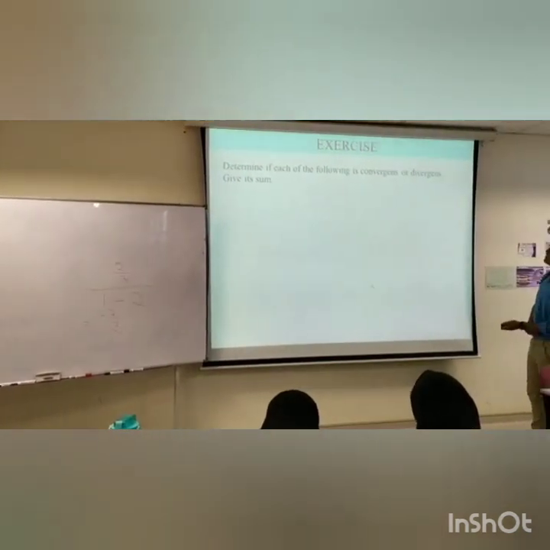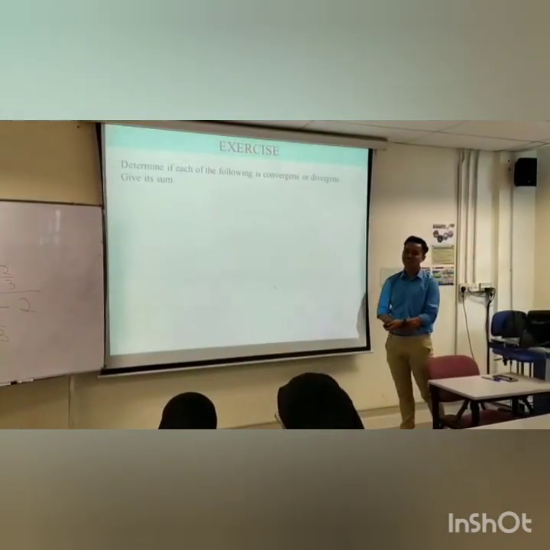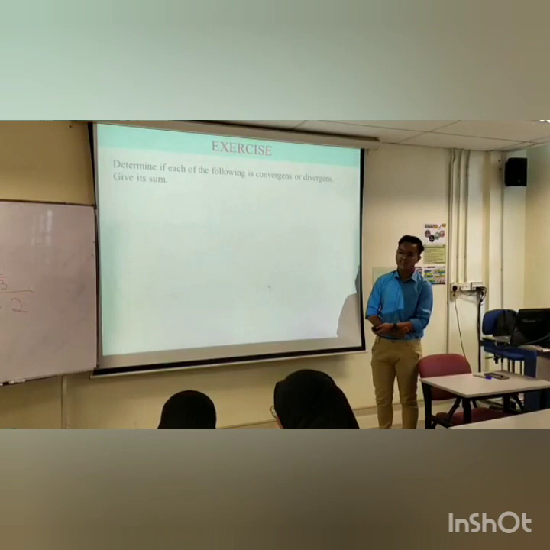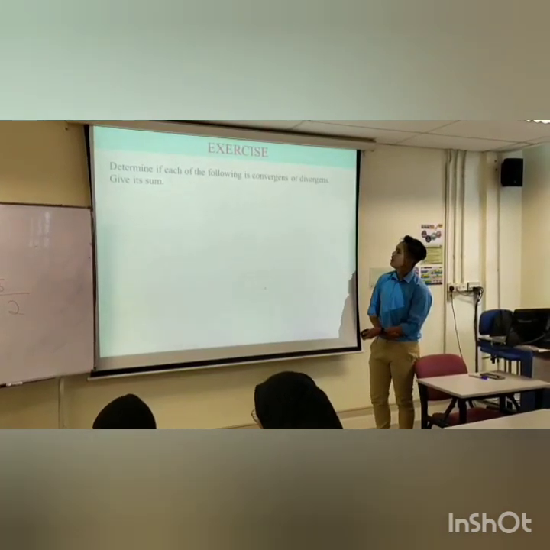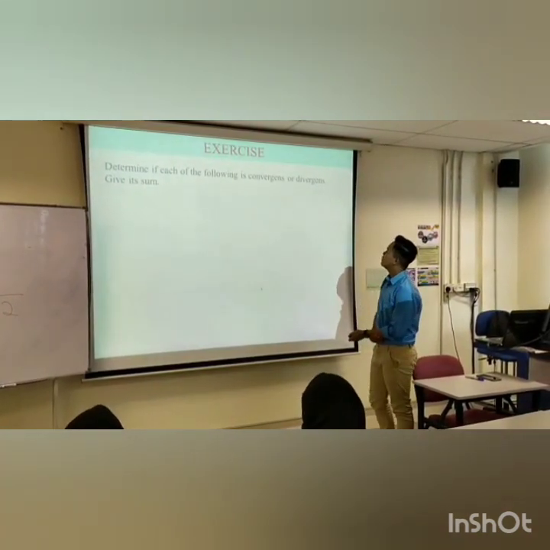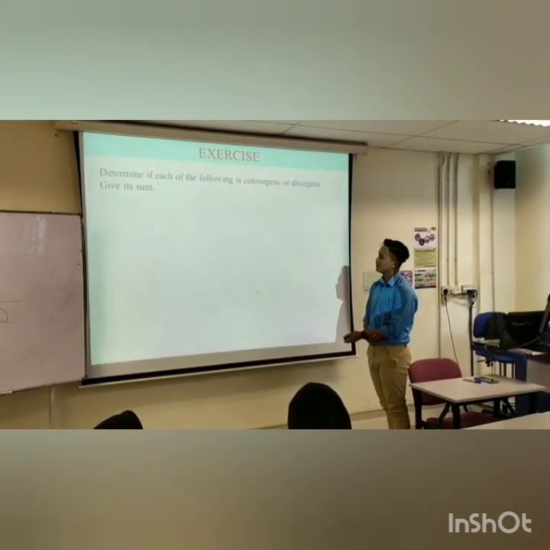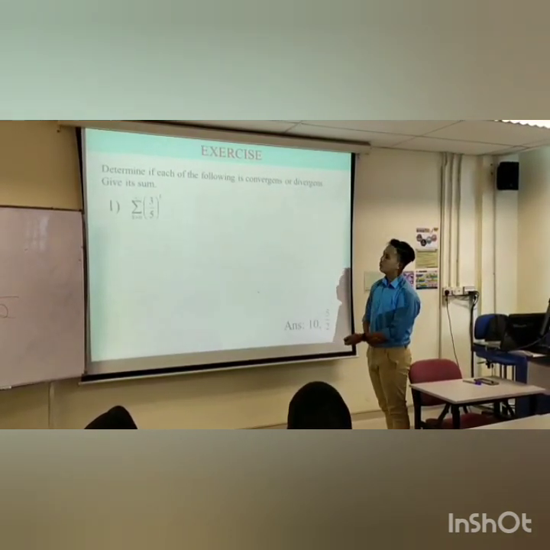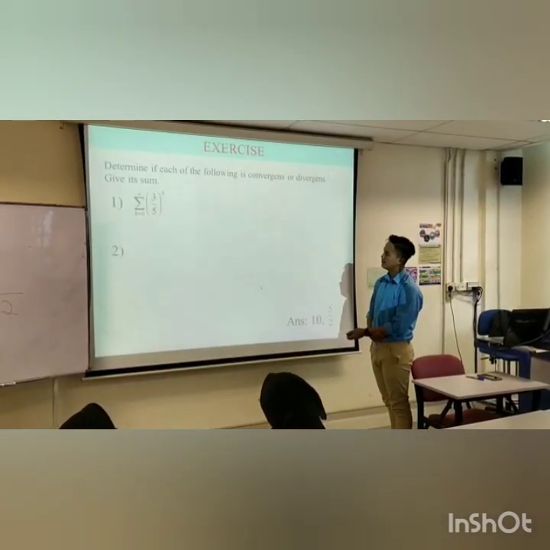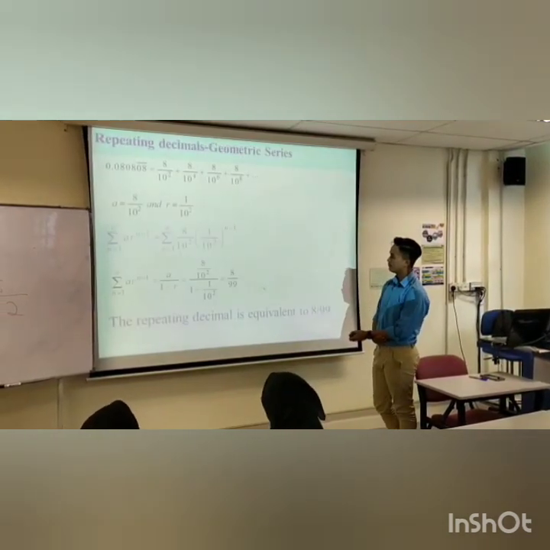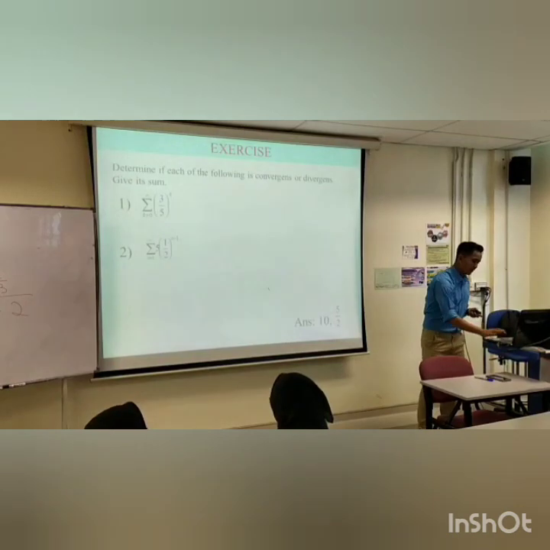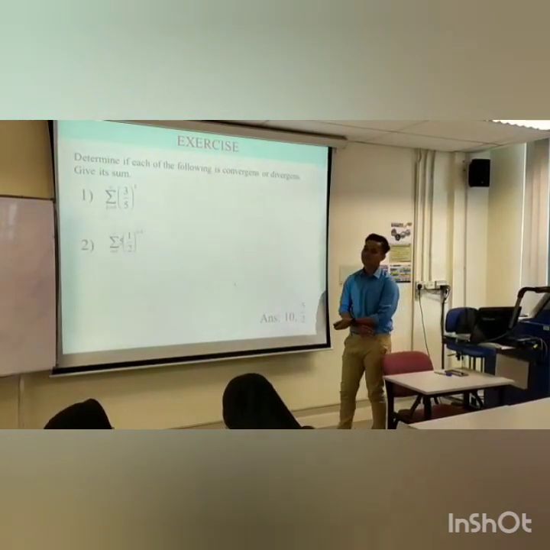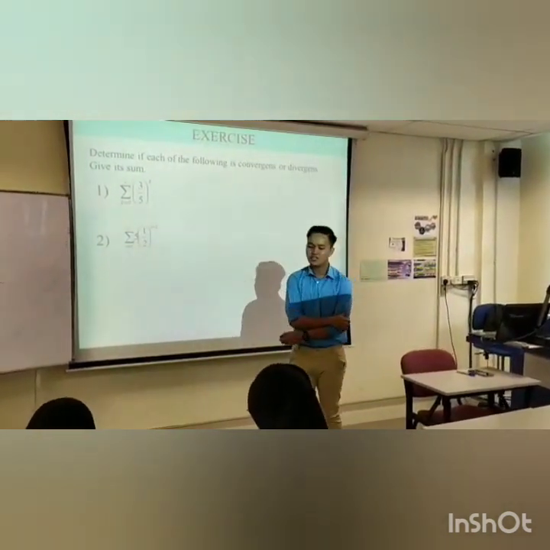Okay, moving on. Exercise, this is exercise 9 of 10 if I'm not mistaken. Determine if each of the following converges or diverges. Give its sum. Number 1. Number 2. Okay, so you can do this. I think this is within the sheets I gave.